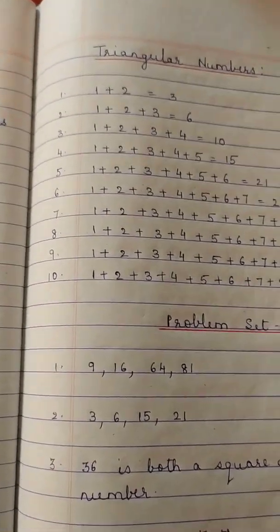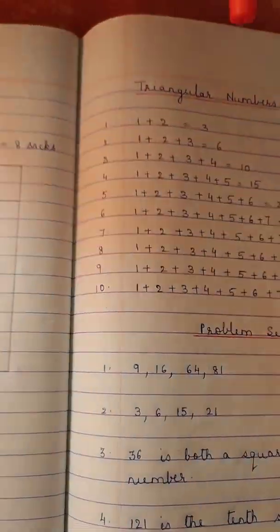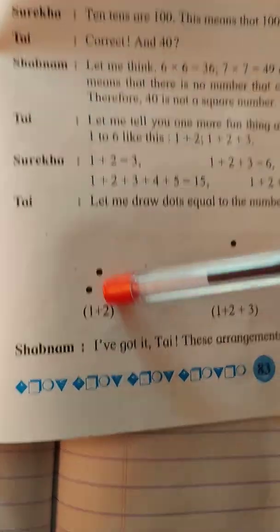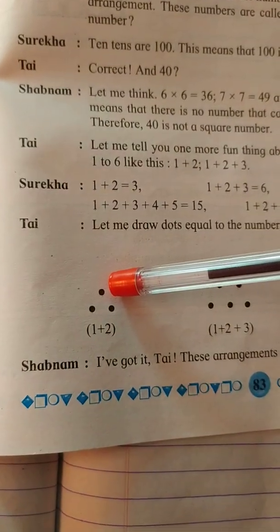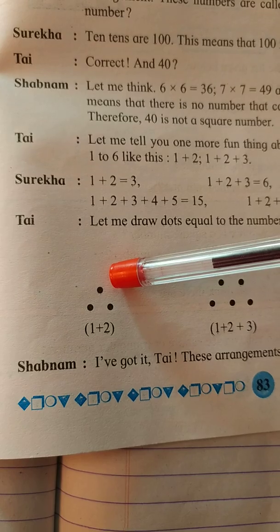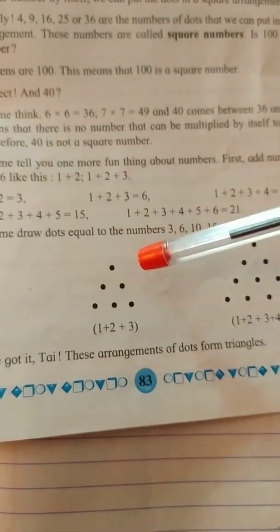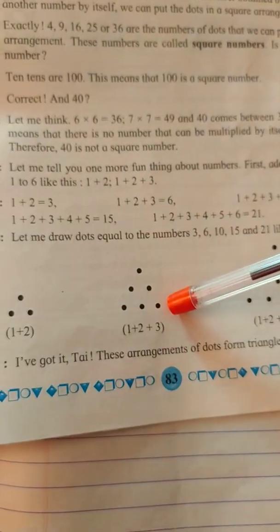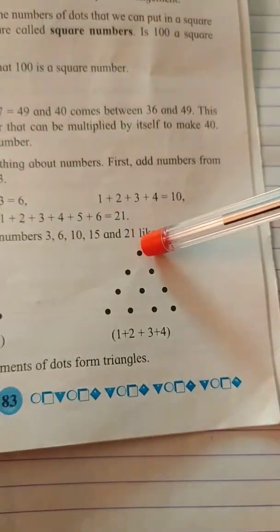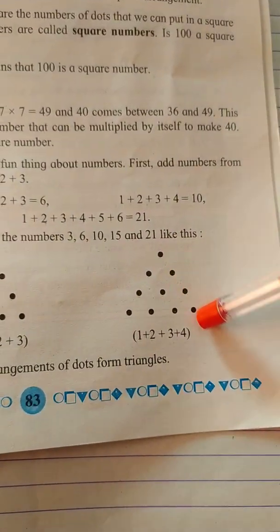Now, why do I call these triangular numbers? See, in the textbook, this is 1 plus 2, the arrangement. If I take one dot, then I put 2 dots next to it. This is 1 plus 2. It forms a triangle. Okay. Same way here, 1 plus 2 plus 3. I get another triangle. Okay. Next, 1 plus 2 plus 3 plus 4.